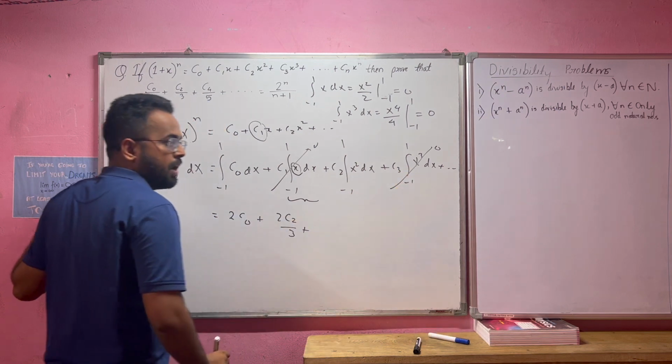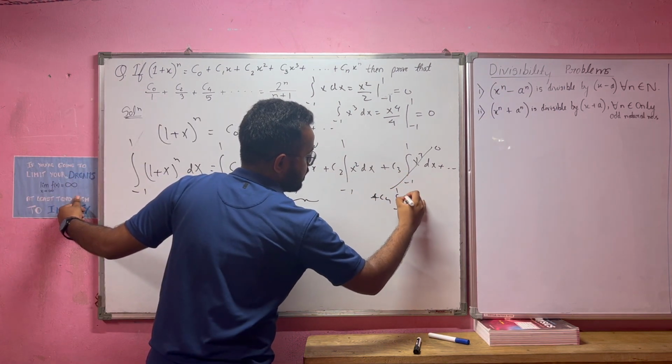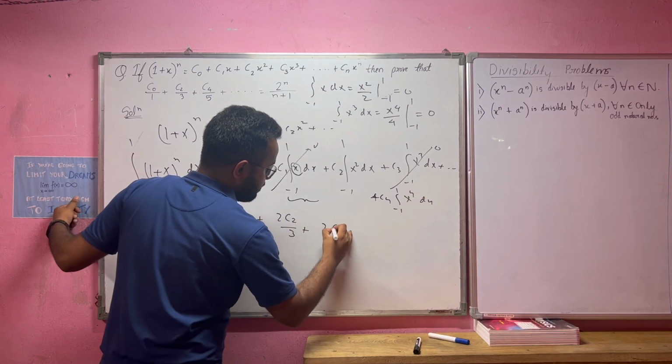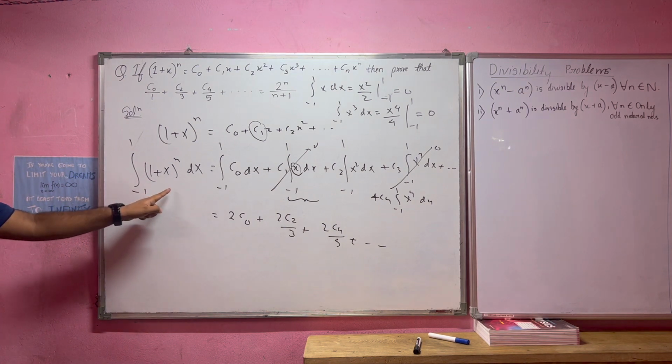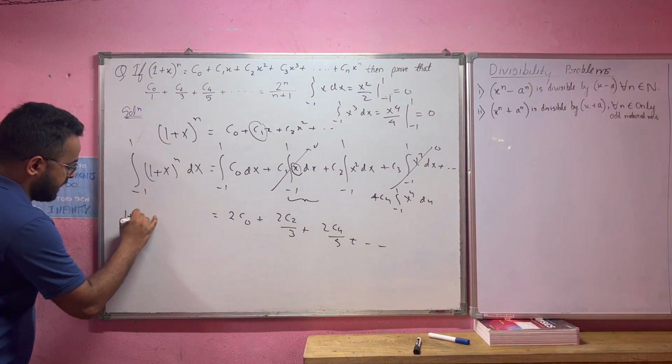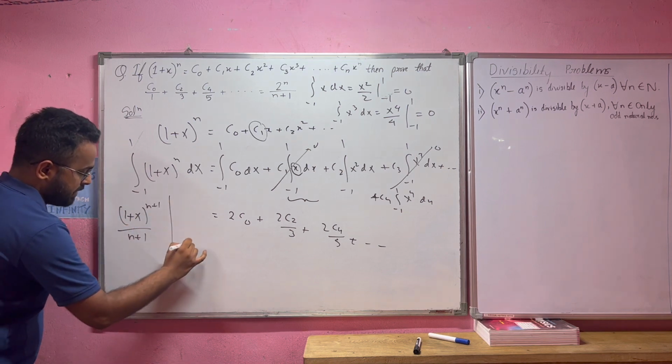Then the next term will be how much? c4, minus 1 to 1 x power 4 dx. This will become 2c4 by 5, so on and so forth. Now I should do this integration also. So this will be (1 plus x) power n plus 1 by n plus 1, limits minus 1 to 1.